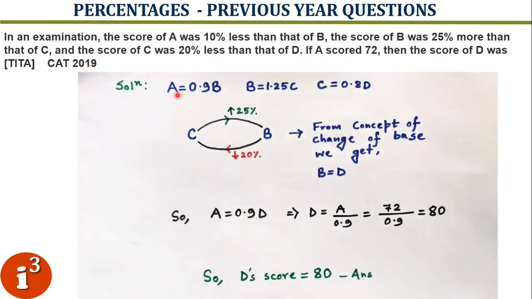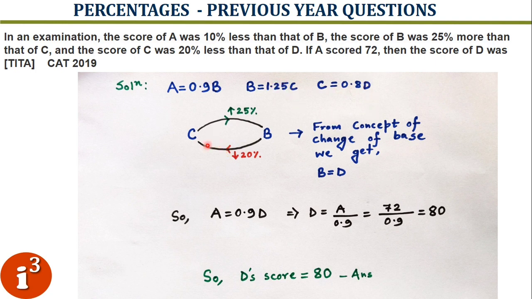See, we have written down A was 10% less than B, meaning A is 0.9 B. B was 25% more than C, meaning B is 1.25 C. C was 20% less than D, meaning C is 0.8 D. So if you ultimately substitute the value of C here, you will find out that B equals D. But you write it down, then substitute, then calculate.